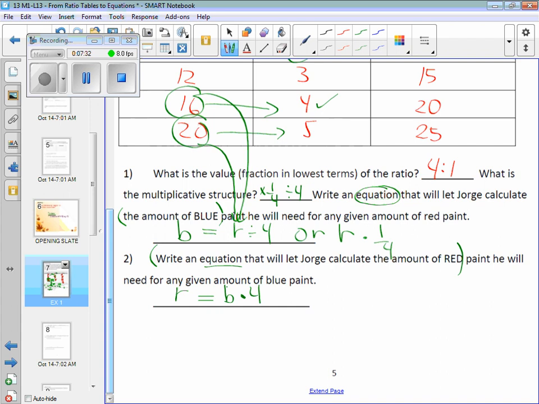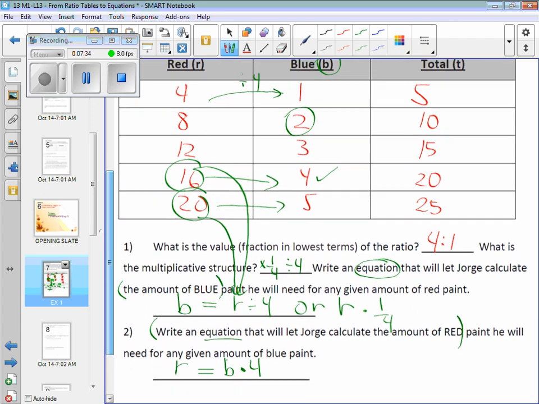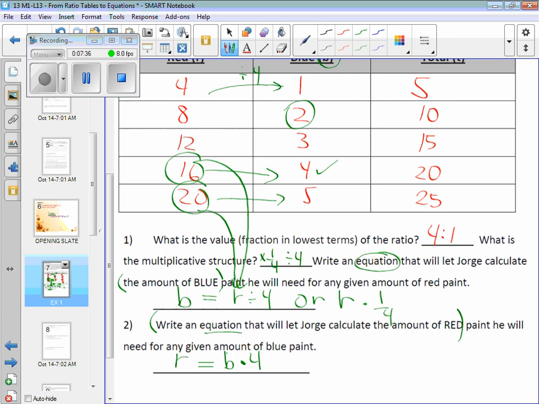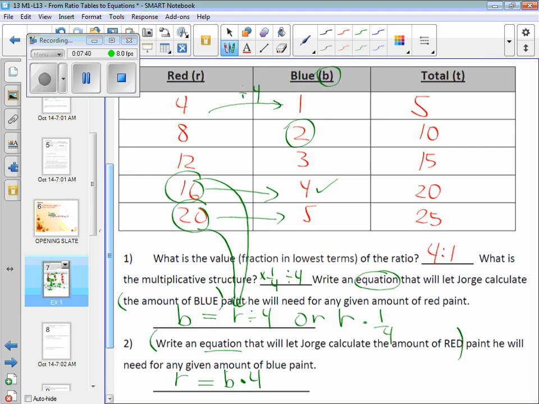Let's see if it works. Andrew, help me out. Pick a value for B for me. 3. Okay, we'll do 3. Pick a different color. I'm going to substitute that in for B. What's 3 times 4? 12. Looks like the equation is going to work, but let's always choose at least 2.